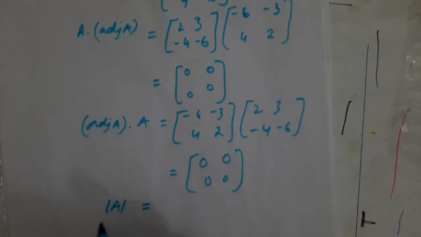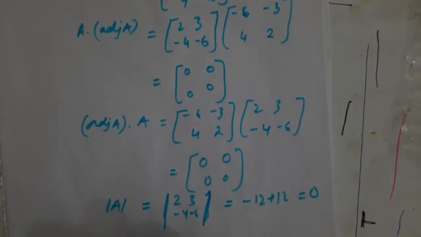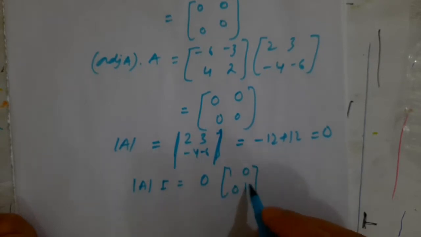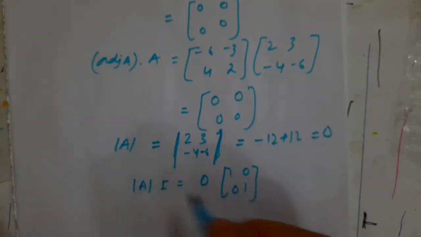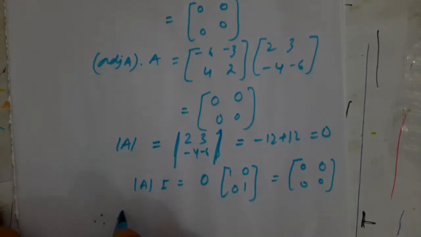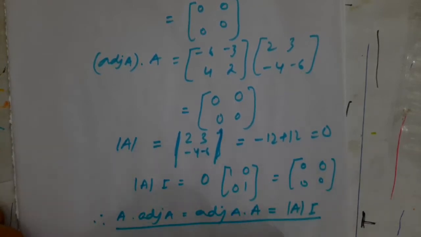Now we have to find the determinant of A, which is 2, 3, minus 4, minus 6. What will be the value? Minus 12 plus 12, that is 0. Now determinant of A times I: I will be of order 2x2, because the order of A was 2x2, so the order of I is also 2x2. That's why it also becomes a zero matrix. Therefore A times adjoint A equals adjoint A times A, which equals determinant of A times I. This is what we were given to verify. That's it, verified.